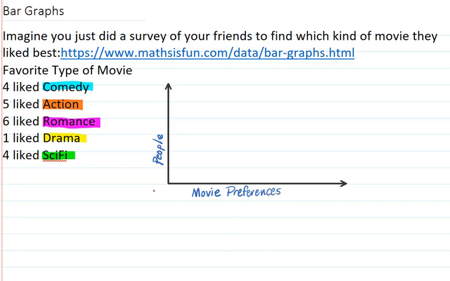Each one of these movies is going to be represented by a different height based on the number of people who liked it. So you can label these in your own words. I said, how many people liked that type of movie?